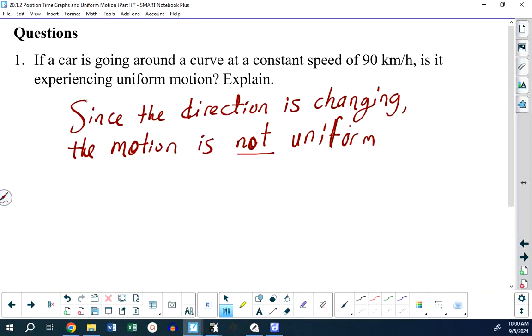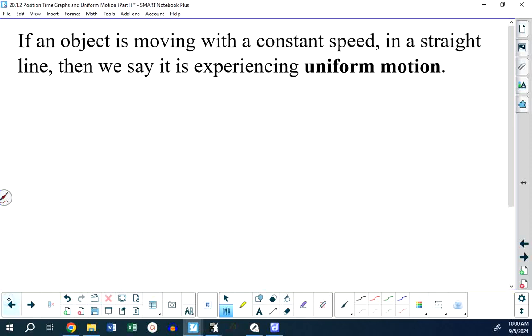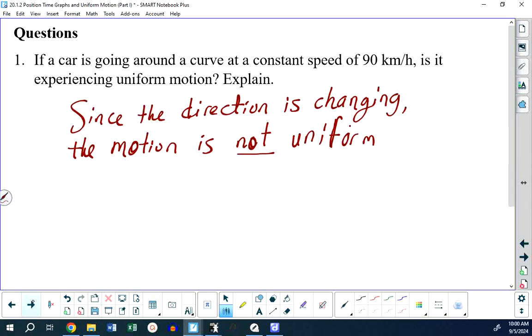That requires no other addition to the explanation because the definition says that for motion to be uniform, both the speed and the direction have to be perfectly constant. Constant means not changing. So if the direction changes, it's not uniform. Does that make sense?